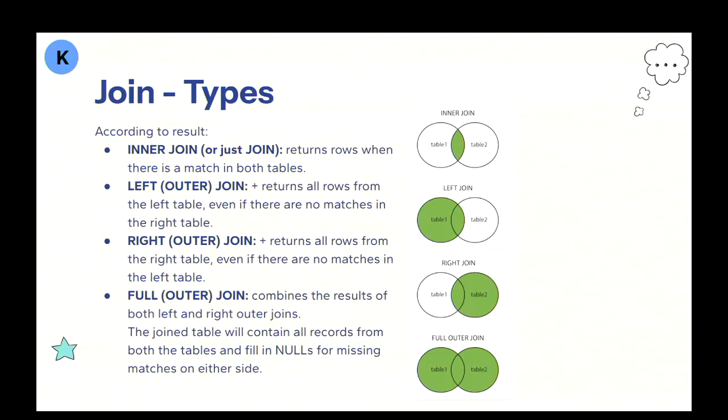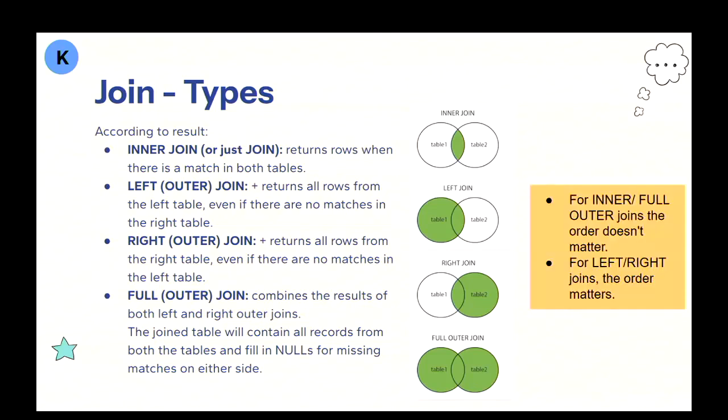So for inner join, it's very straightforward. We just return the rows that match in both tables. And for left join, all the content of the left table is also returned. For right join, all the contents of the right table are also returned. For full outer join, if you just follow the pattern here, it is very straightforward as well. And for inner join or full outer joins, the order of tables in that statement doesn't matter. However, for left or right joins, since we have a direction, the order matters.